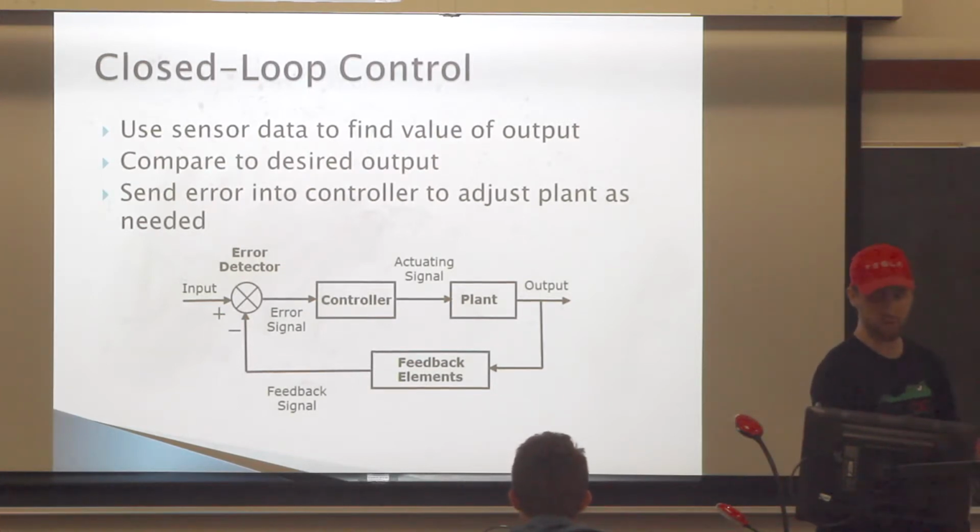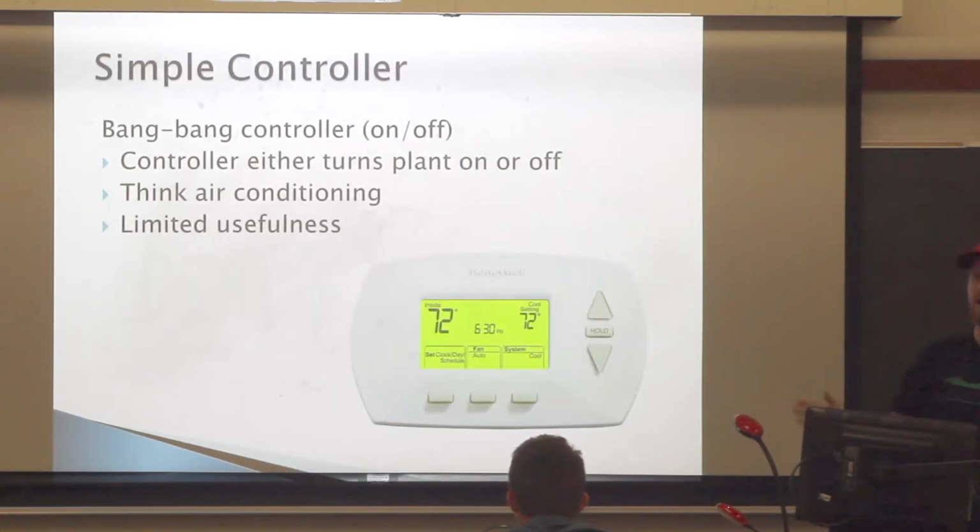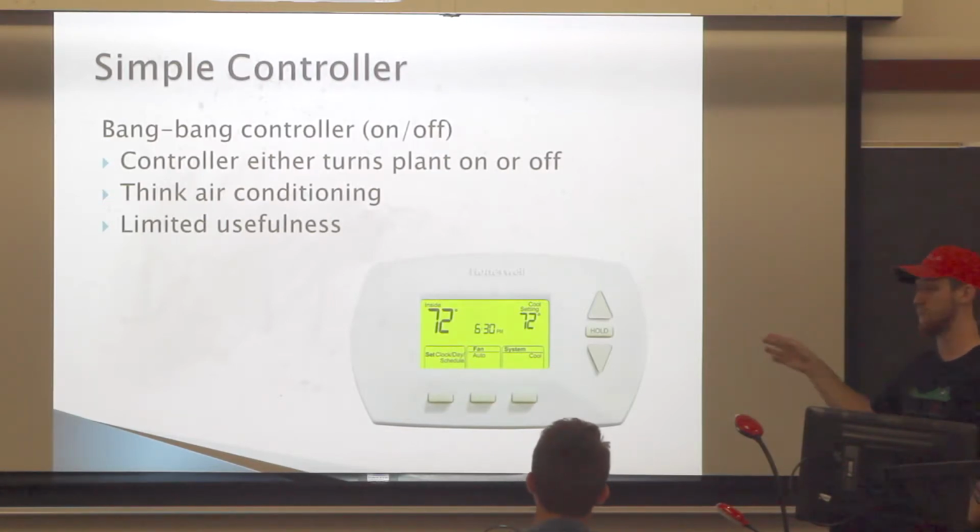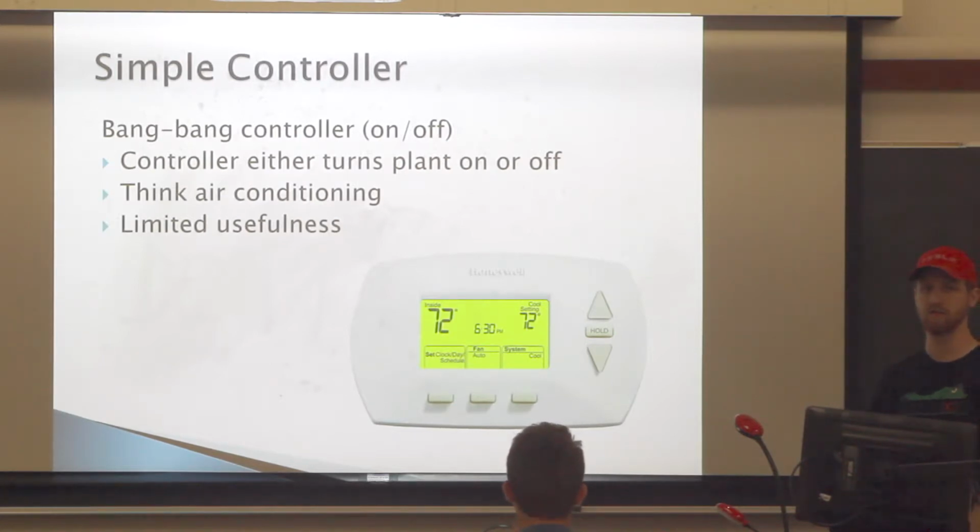So, a really simple controller is called a bang-bang controller. It's on or off. So it's like your air conditioner, right? You set a temperature, and once you get above that a little ways, it turns on, and you start cooling down. And once you get cold enough, it turns off. That's it. There's no half air AC. It's just on or off.